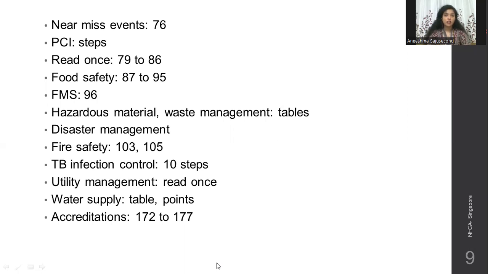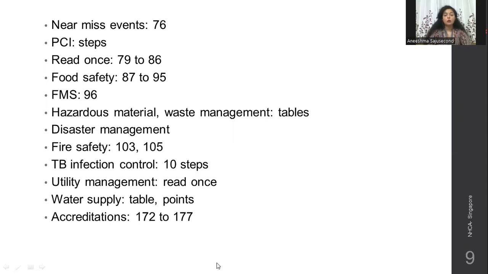Certain points are given for utility management. How often potable water has to be checked, how often non-potable water has to be checked, where you have to keep it, why you should lock the water tank. Such important points are given on utility management. At the end of the chapter, some important points are given, so read that. Water supply tables and points for OPD visit.